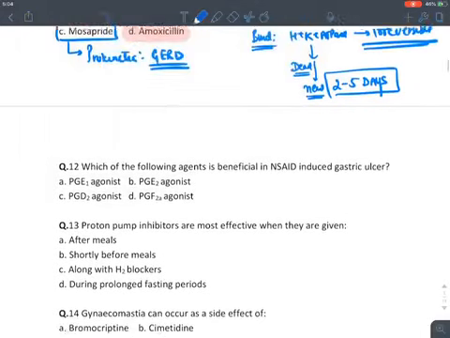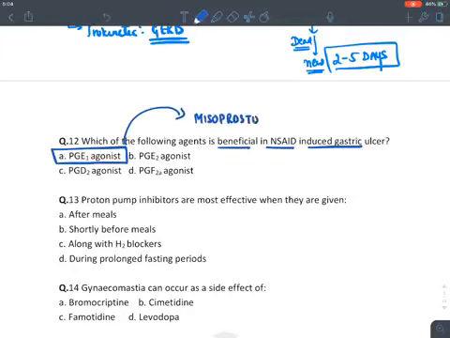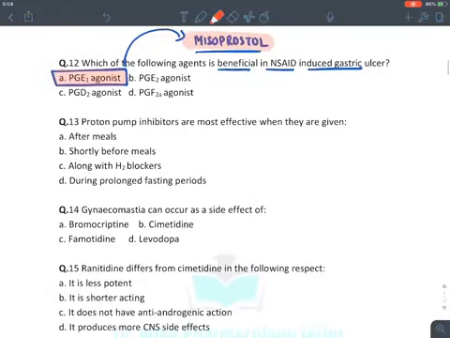So the next question is asking, which of the following agents is beneficial in NSAID-induced peptic ulcers or gastric ulcer? The answer is PGE1 analog. The drug name of the PGE1 analog is misoprostol. Okay, the drug was misoprostol.